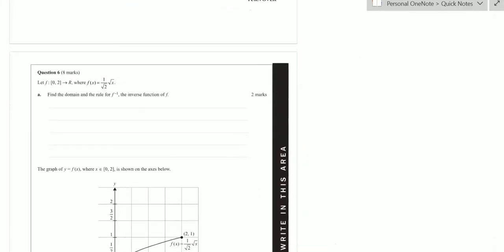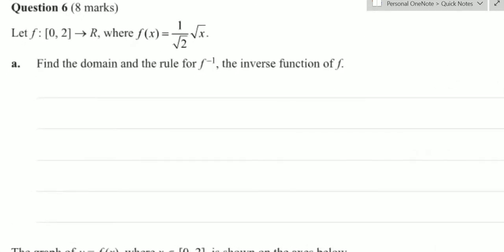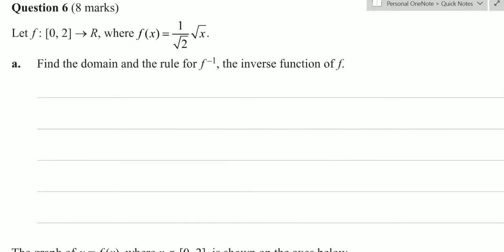So question 6, find the domain for f inverse and the inverse. So we know how to easily find the f inverse. I like to write f(y) equals x. You can write, I used to write, swap x and y. It doesn't really matter, just as long as you give an indication of what you're doing.